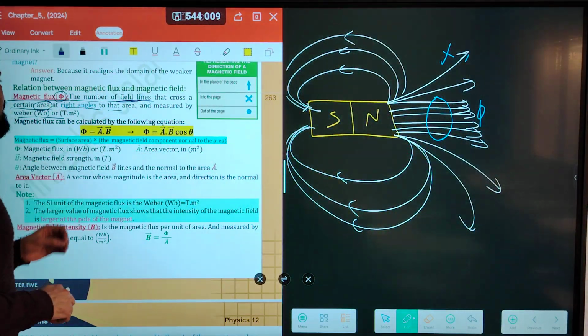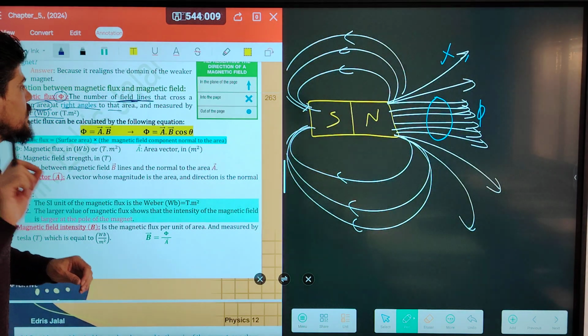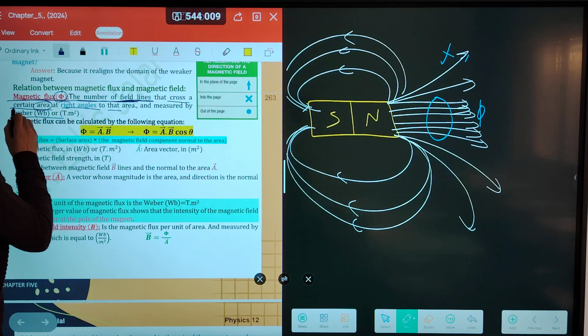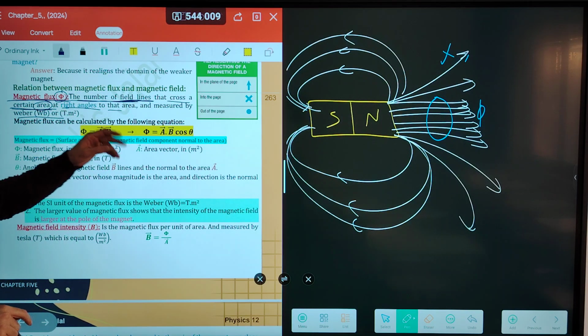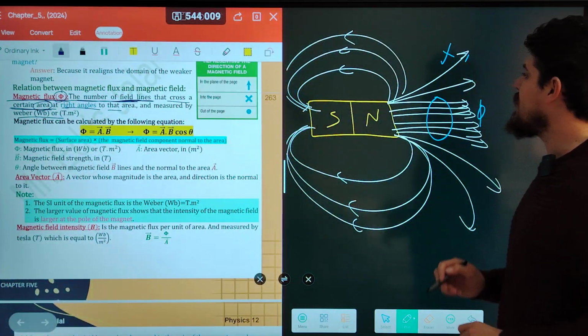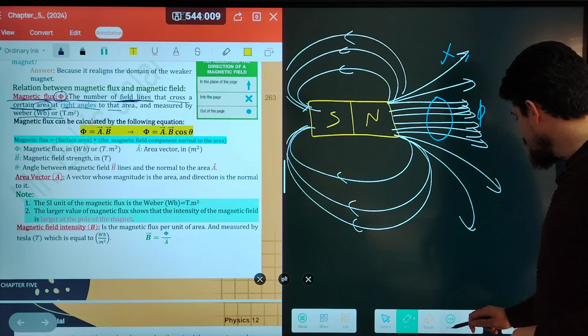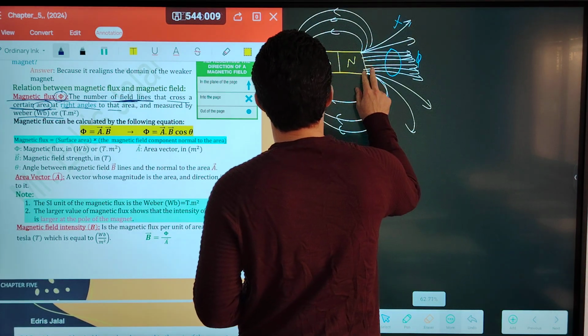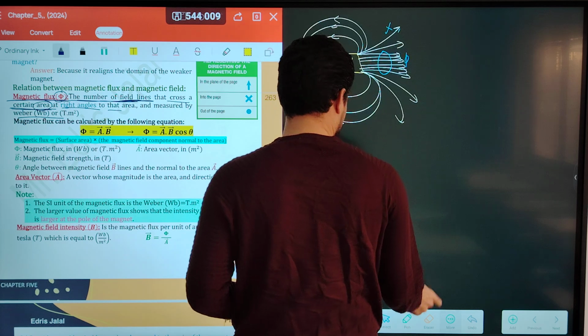What is the magnetic flux? Once again, listen carefully. Magnetic flux is the number of field lines that cross what? A certain area. Measured in what? Measured in Tesla meter square or Weber.